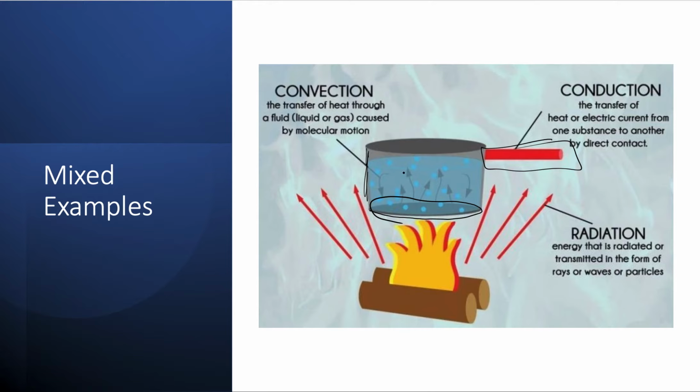Convection occurs because of the liquid which is inside of the pan. Convection currents occur. Over here they're going in circles. The warm air is rising and the cool air is descending, and this is caused by molecular motion.